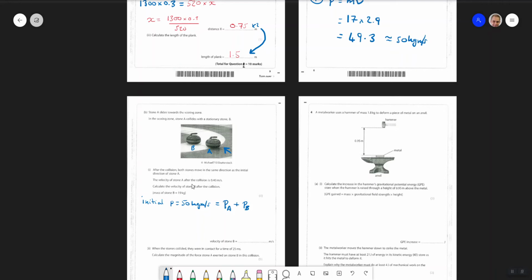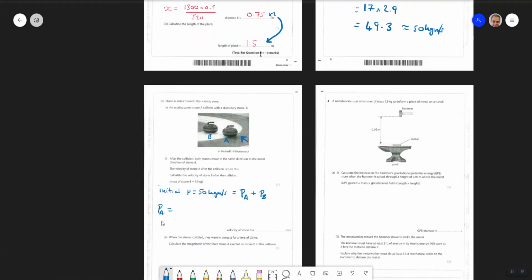So we know the velocity of stone A after the collision is 0.4. So we know that momentum of A is now mass, which hasn't changed, which is 17. So we've got 17 times 0.4, okay, which is 6.8. And then what we can therefore look at is the momentum of B afterwards is going to be 50 minus 6.8, which is 43.2. So that's our momentum of B.